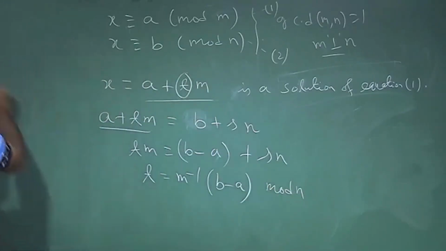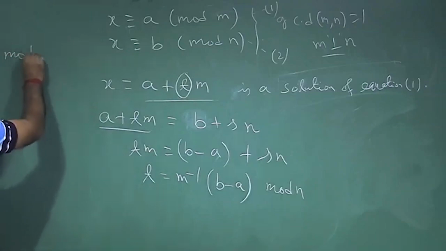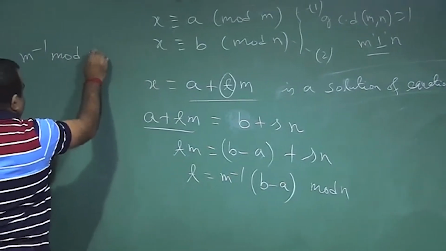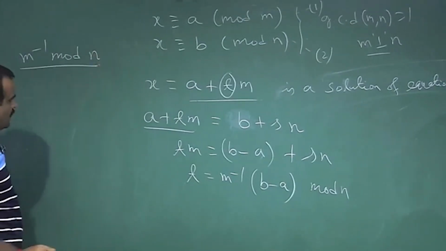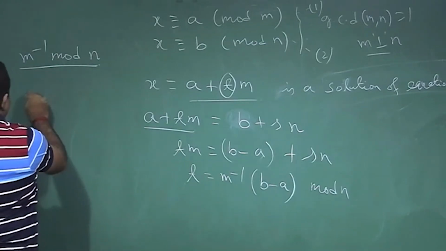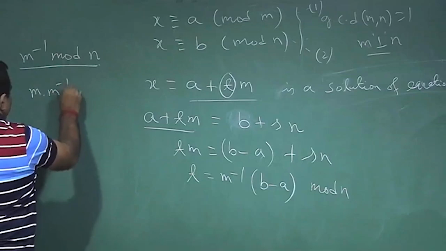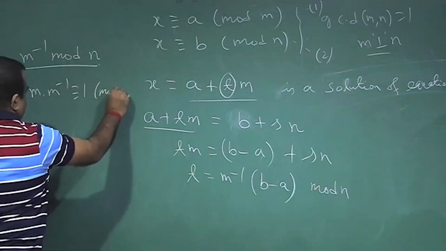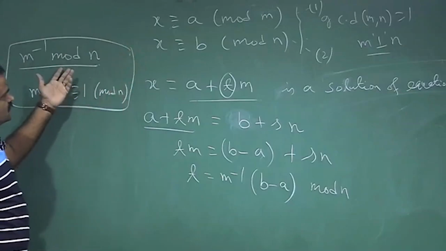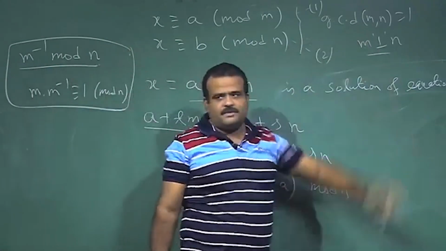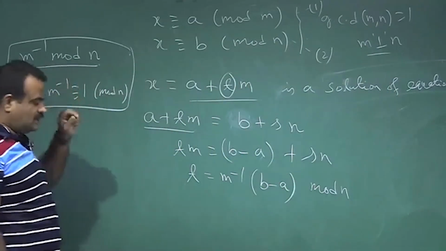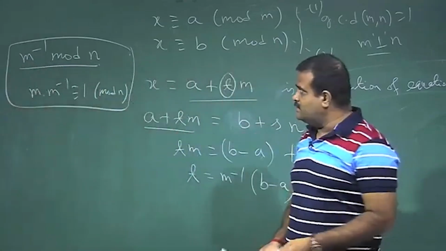So, basically we need to find m inverse mod n. Inverse mod n means that the inverse multiplied with m is congruent to 1 mod n. That is the definition of inverse. So, m inverse mod n will exist because GCD of m and n is 1. That guarantees that the inverse will exist.